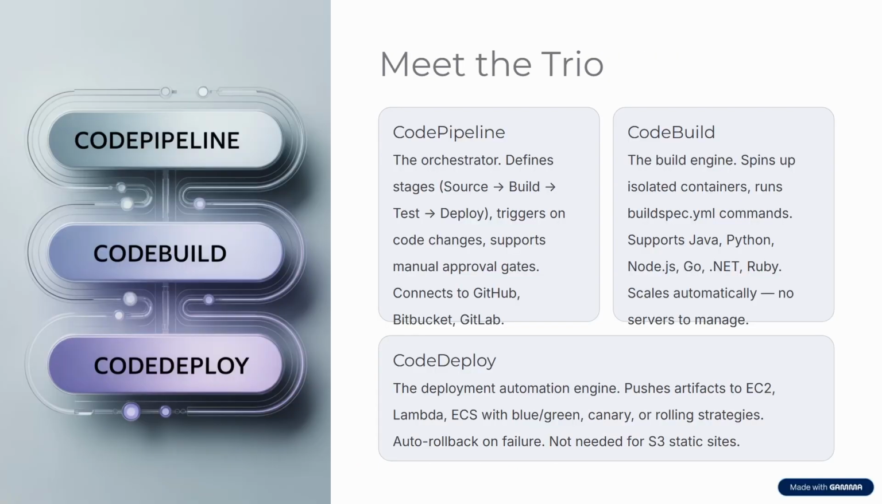Looking more closely at each tool, Code Pipeline is the orchestrator. It defines stages like source, build, test, and deploy. And it can also include approval gates before moving forward. Code Build is more like the build engine. It runs commands inside isolated containers and supports many common programming languages, while also scaling automatically. Code Deploy is the deployment tool. It pushes applications to AWS services like EC2, Lambda, and ECS using strategies like Blue-Green, Canary, or rolling deployments. For simple static websites hosted in S3, Code Deploy may not even be necessary.